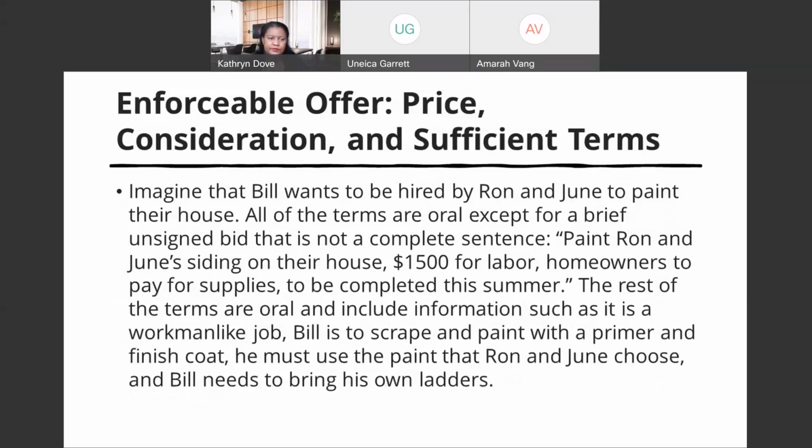What kind of things would you ask June about during the client interview, Amara? I would, oh, or Unica? You can answer it. I would ask if there were any contingencies, like if they don't like the house, then there's no charge, because that would be important. But if that wasn't there, then the job should be paid for. Okay.